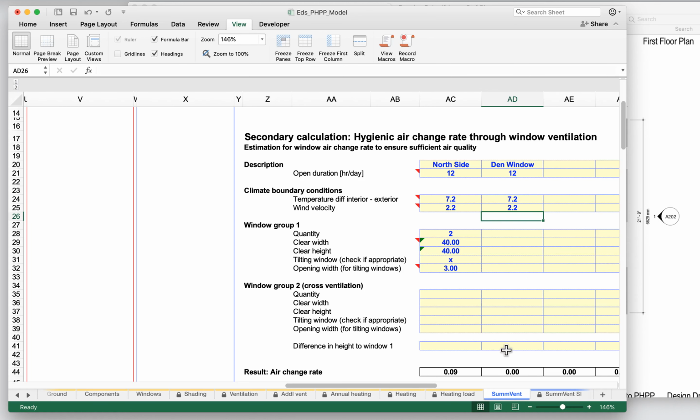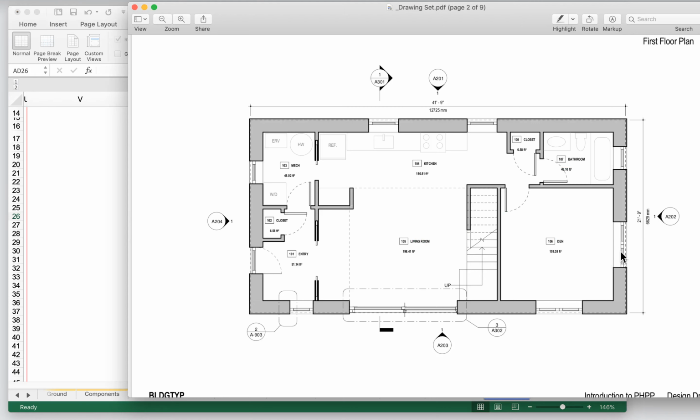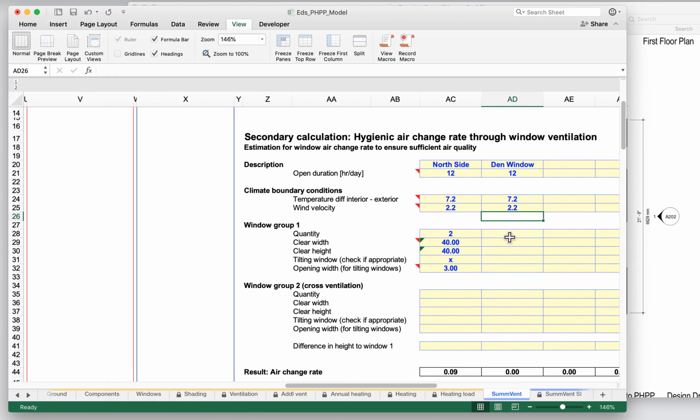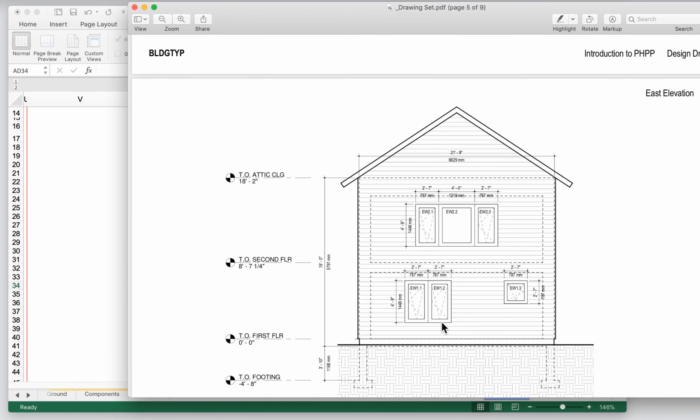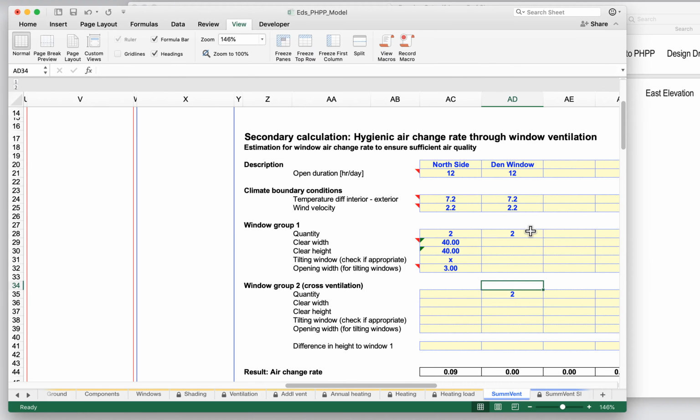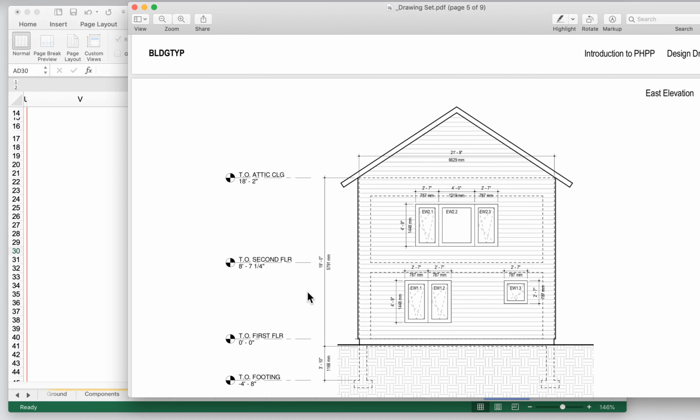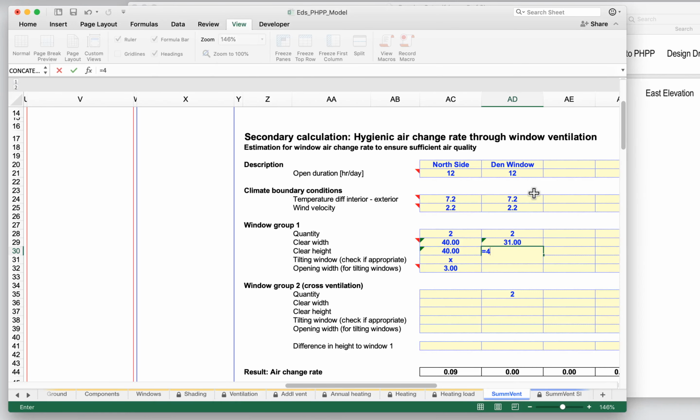And then the next thing we need to do is model in the windows. So I'm going to model these two as set 1, and then these two as set 2. So I'll model 2 windows for set 1, or group 1, and 2 windows for group 2. Now let's go back to our elevation and take a look at the sizes. So these are 2'7" wide and 4'9" tall for set 1. So the width there equals 24 plus 7. And the height there, 4'9", equals 48 plus 9.